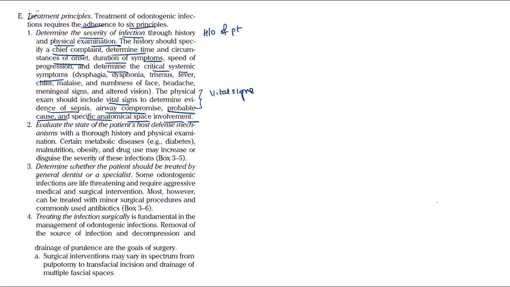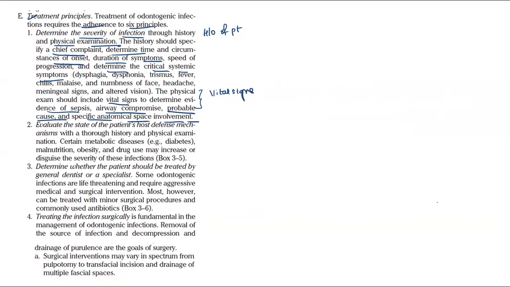Now, treatment. The first is you take the history. By that, you can ask the patient when he or she first started noticing it, the onset, how severe it is, what the symptoms are, and check the vital signs. Maybe we can identify which anatomical space is involved and whether there is any medical emergency. Next, evaluate the state of the patient's host defense mechanism. Suppose a patient is severely diabetic, then a condition like cellulitis needs to be treated right away because the host response won't be good. The host defense mechanism is compromised in that case. So check for certain metabolic diseases like malnutrition, obesity, drug use, diabetes, and other conditions.